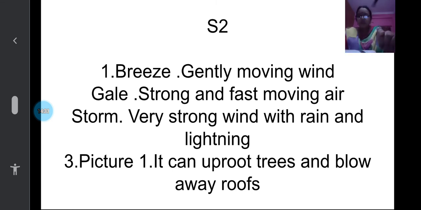Third one, picture 1 is harmful. Why? Because it can uproot trees and blow away the roofs of the houses. Even this also I want you to write on your own. After this you will open your textbook and read.